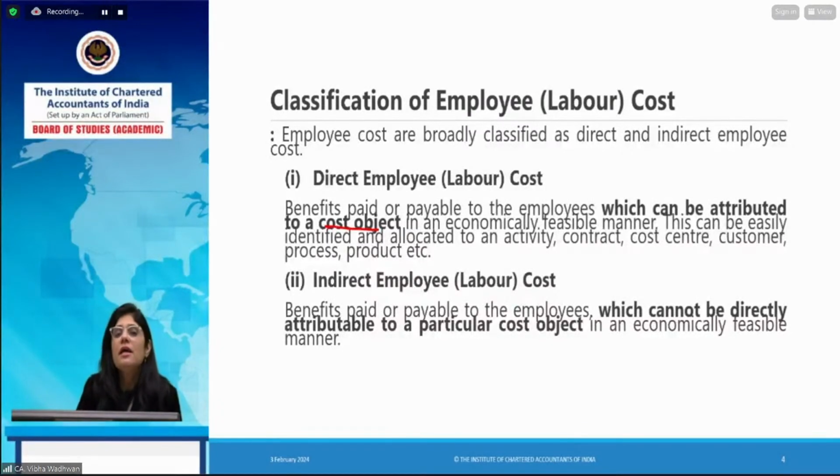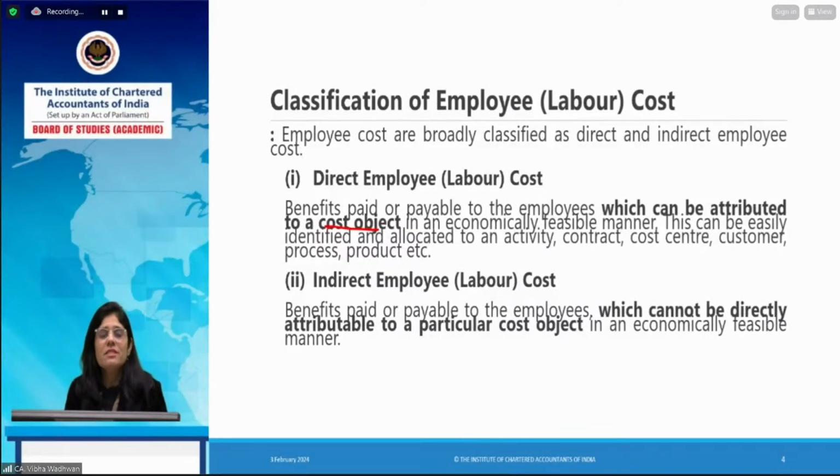So which you can directly and easily and economically measure and allocate and attribute to any product is a direct cost. When we can actually identify, okay, this person has actually worked on the product, the salary or the wages which we are giving to that person is a direct cost. But let us say a supervisor. Supervisor is supervising 10 products.